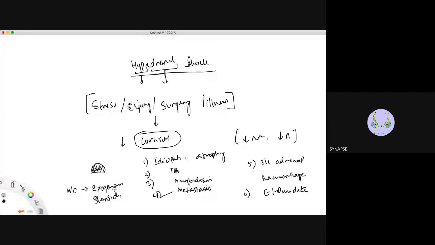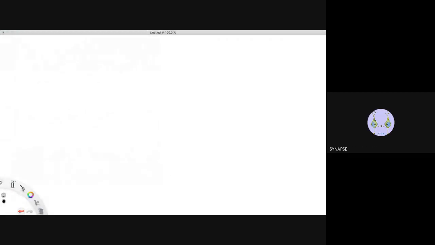It's going to suppress the inherent production of steroids. It's going to suppress the pituitary and the adrenal. The axis is going to get suppressed, a feedback mechanism. So you're not producing yourself, correct? Okay, so that is about hypoadrenal shock.